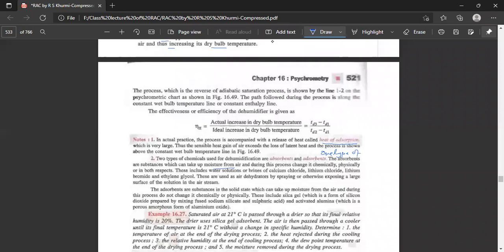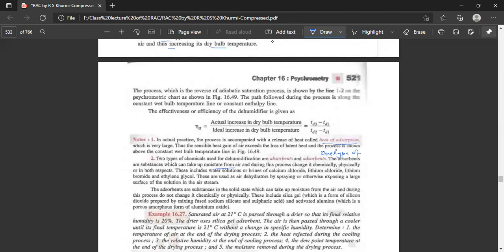Generally these are water solutions or brines of different types of salts like calcium chloride, lithium chloride, etc. They are used as dehydrators by spraying or exposing a large surface of the solution to the airstream. The other type of absorbents are generally substances in the solid state which take up moisture from the air and do not change chemically or physically. This includes silica gel. This was the water solution or brine type.